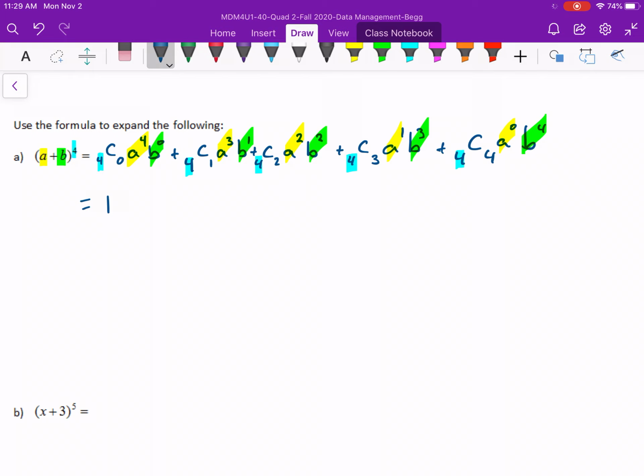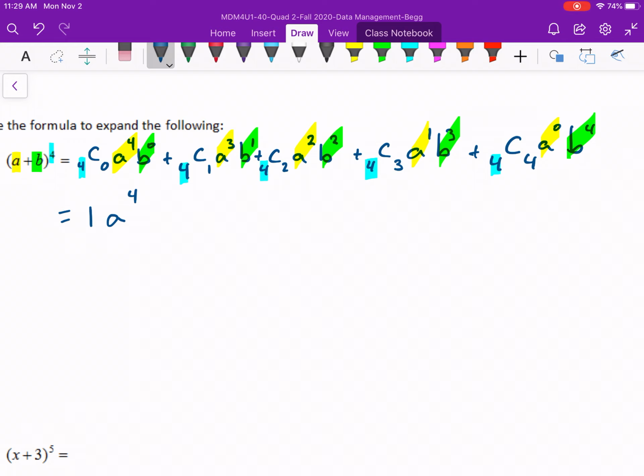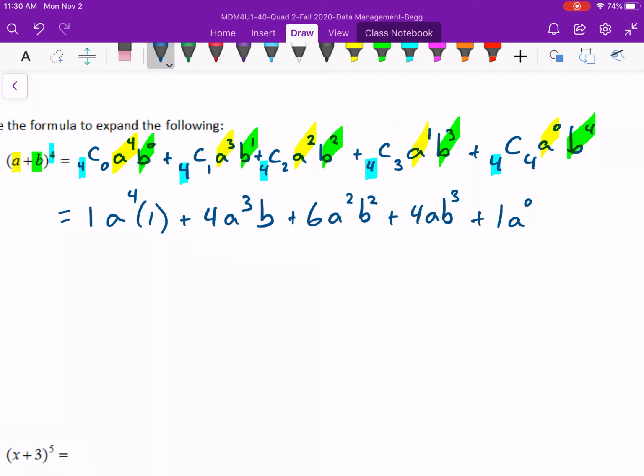But I have 1, A to the 4, B to the 0. Anything to the exponent 0 is 1. I don't have to write this out. I'm going to just because it's the first time we've looked at it. But that's just 1, so multiplying by 1 isn't going to change anything. That's 4, A to the 3, B to the 1 can just be B, plus 6, A to the 2, B to the 2, plus, back down to 4, A to the 1, which I don't have to write the 1, B cubed, plus 1, A to the 0. Well, A to the 0 we already saw, anything to the exponent 0 is just equal to 1, B to the 4.